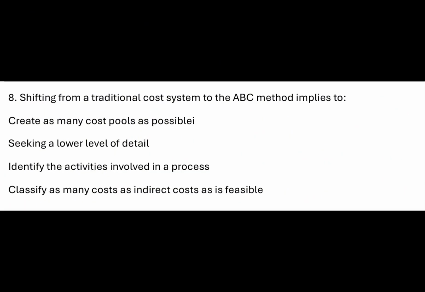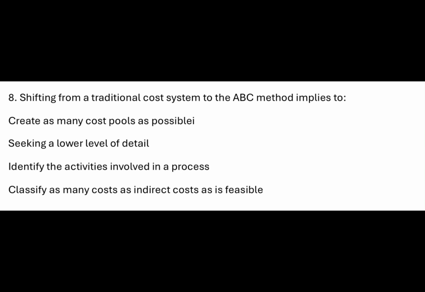So 8. Shifting from traditional cost system to the ABC method implies: create as many cost pools as possible, seeking a lower level of detail, identify the activities involved in a process, or classify as many costs as indirect costs as is feasible. Well, like I just said, ABC focuses on identifying the costing activities to allocate indirect costs more accurately. So here you need to find the activities involved in the process.